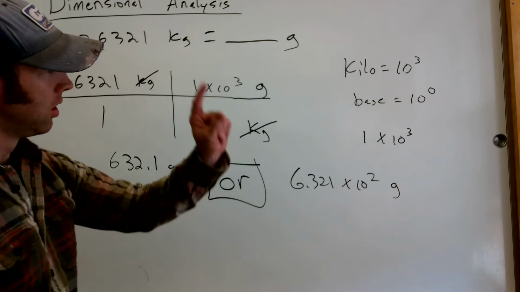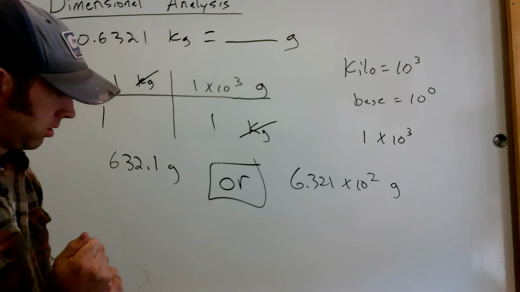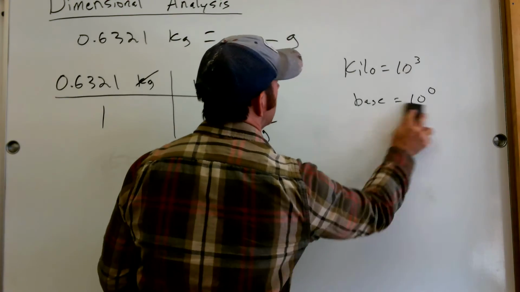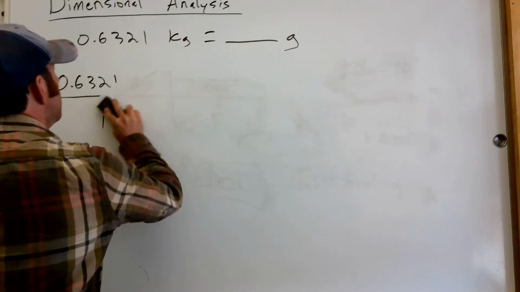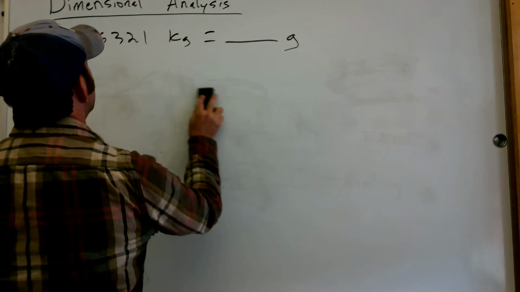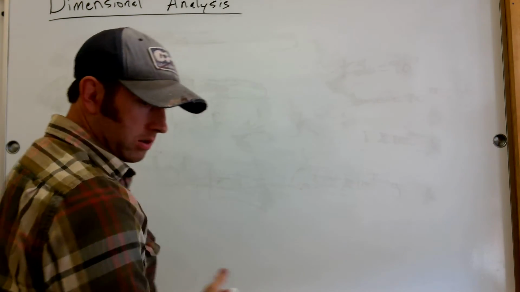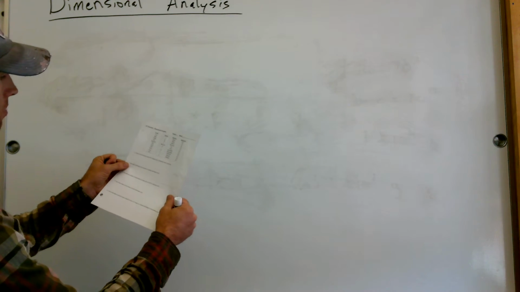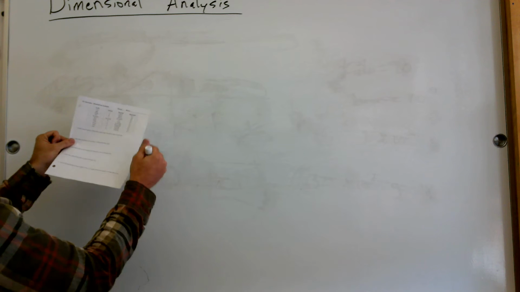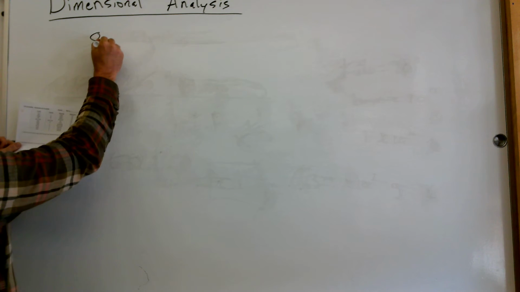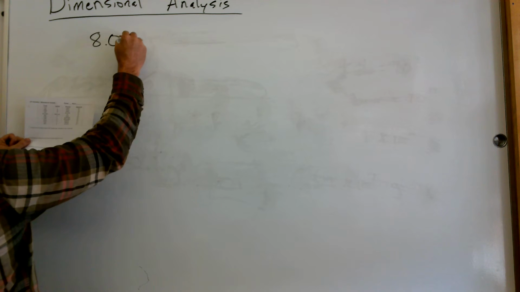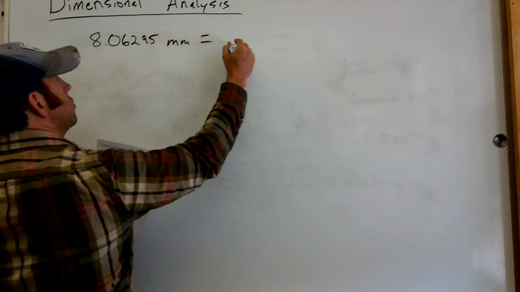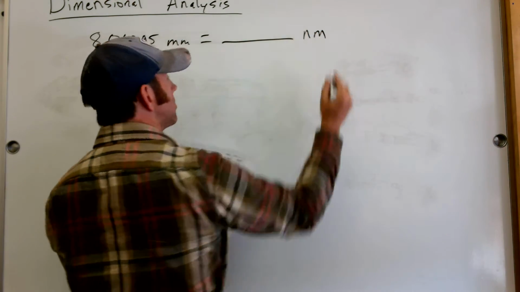All right? So that is number 1. Move on to number 2. Do some erasing. All right, number 2. Question is, how many nanometers are there in 8.06295 millimeters? So my starting quantity is 8.06295 millimeters equals blank nanometers.